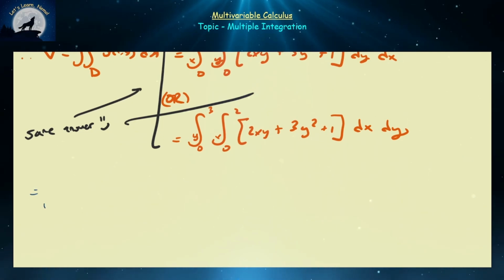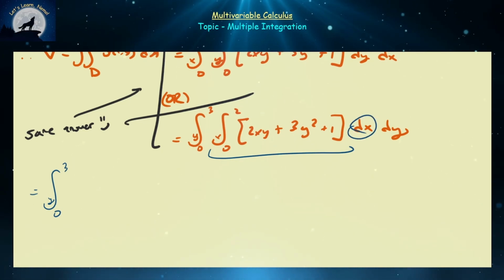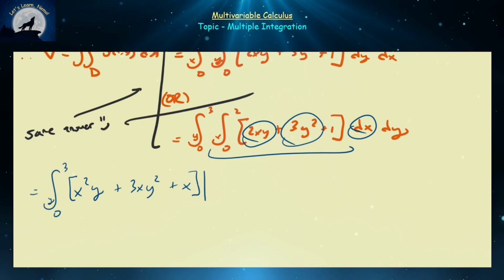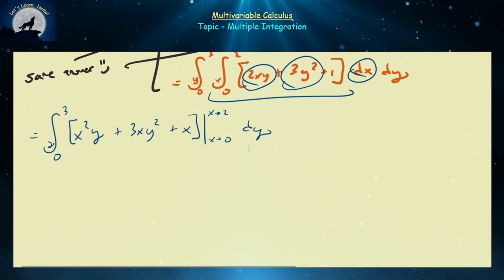So what is this going to be? So we're going to have the integral from 0 to 3, and that's going to be a y integral. And then we're going to be looking at this integral here. Note that this is with respect to x, so everything with y is just a constant as far as x is concerned. So the antiderivative of 2xy, where y is just a number, is going to be equal to x squared y. 3y squared is just a number, so that's going to be equal to 3xy squared. And then the integral of 1 is just going to be equal to x. And then what are we going to do? Well, we're going to send x to 2, send x to 0, and after that, we're going to integrate with respect to y.